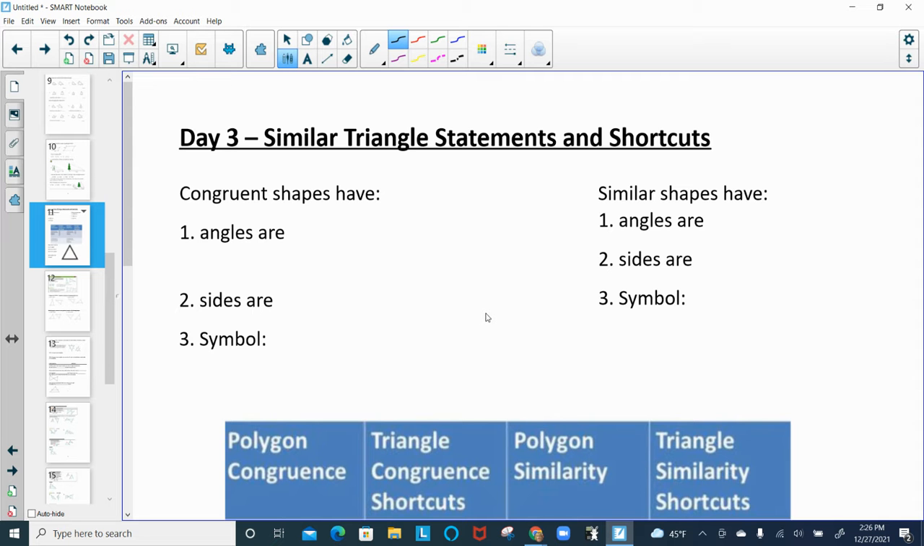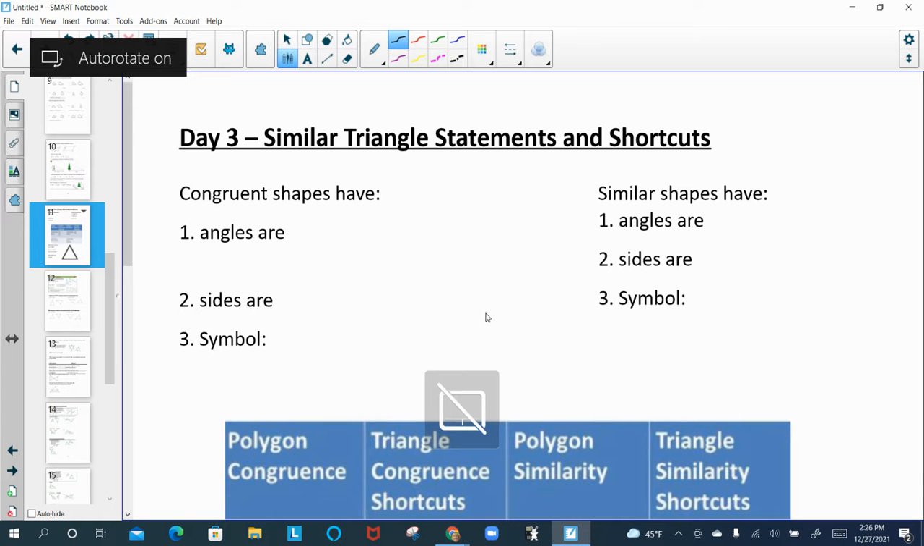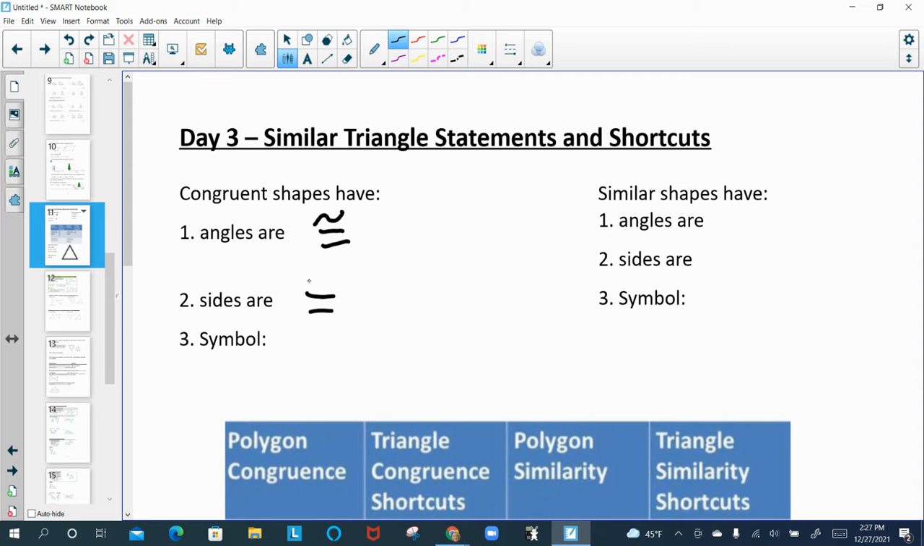When we talked about congruent shapes or congruent triangles, remember that our angles were congruent and our sides were congruent, and obviously our symbol was the congruency symbol. But the angles and sides had to be identical. Now, with similar shapes, the angles are still going to be equal. I'll put that over here, equal.